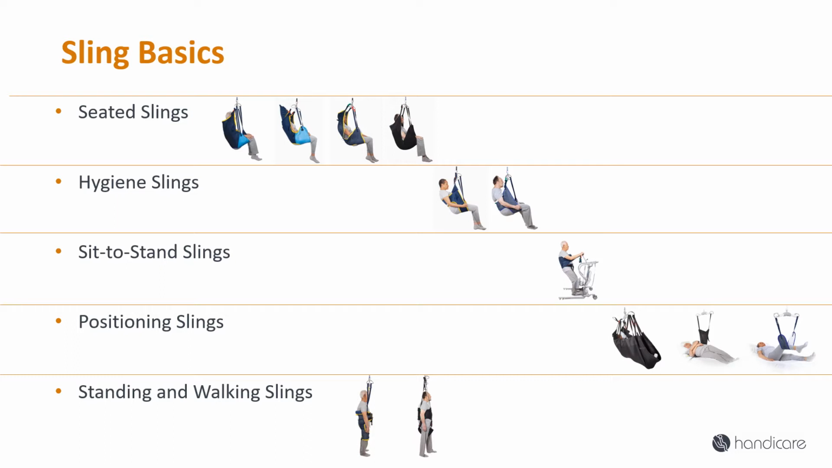Sit-to-stand slings are used with motorized sit-to-stand lifts and can be used for partially weight-bearing residents if deemed appropriate by the healthcare professional. Some sit-to-stand slings have loop straps and others have clip straps. Ensure you use the correct equipment, clip to clip and loop to loop. Positioning slings are used for different tasks such as repositioning in bed, lateral transfers, turning, or supporting a limb. They were designed to address the risk of musculoskeletal injuries associated with these tasks. And standing and walking slings are used with some floor and ceiling lifts for transfers, gait training, and for fall prevention programs.